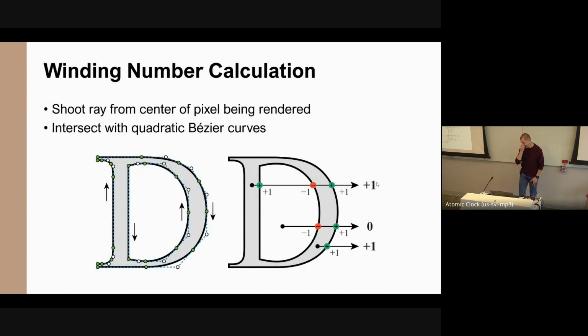Okay, so the way coverage is actually calculated is by calculating a winding number. So for any pixel inside of a glyph, these represent the Bézier curves that define this letter D. Green points are on the curve, white points are off the curve, and it's a quadratic Bézier curve. So there's 3 control points, green, white, green, for each Bézier curve here. And is anybody familiar with the actual math behind that? 1, 2, 3, okay, just a few people.